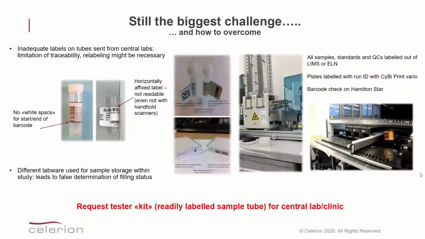Consequently, we request testers of sample tubes with affixed barcodes before the sample collection starts in the clinic. As we then can give advice, the number of unreadable barcodes dropped significantly. In the middle, you can see how we label our tubes internally, namely for standards and QCs, and below also for plates. The orientation is perfectly aligned, and read errors are then consequently eliminated.